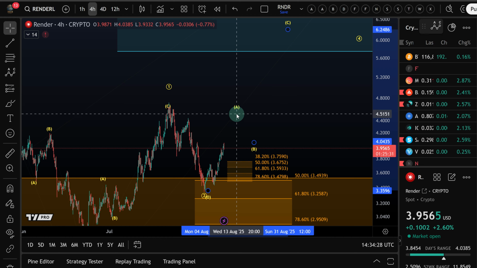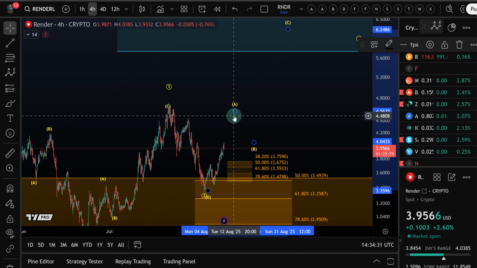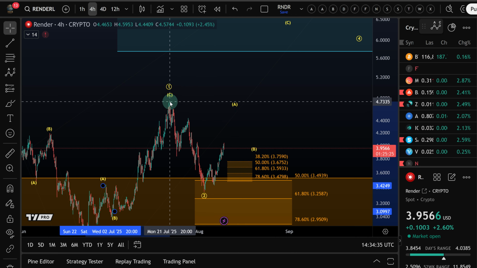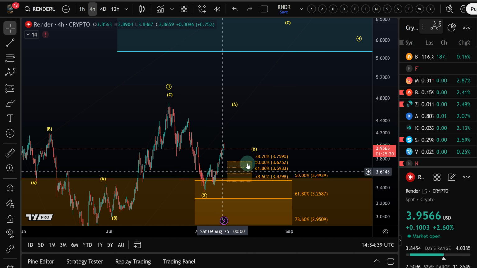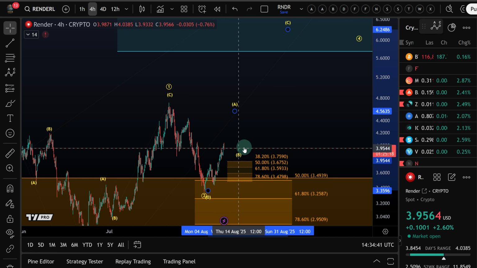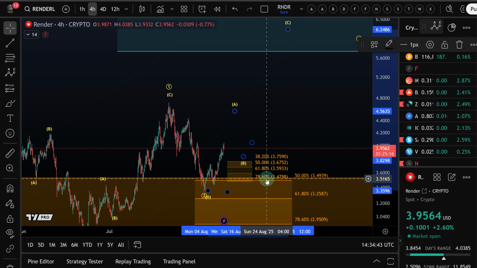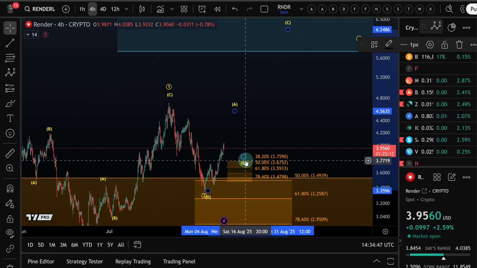What I need further to confirm that would be a 5-wave move. It would be great if we get it, we don't have to get it. And then a break above the wave 1 high at $4.72. And then as long as pullbacks remain corrective and stay above $3.47, $3.48, the local uptrend could continue.